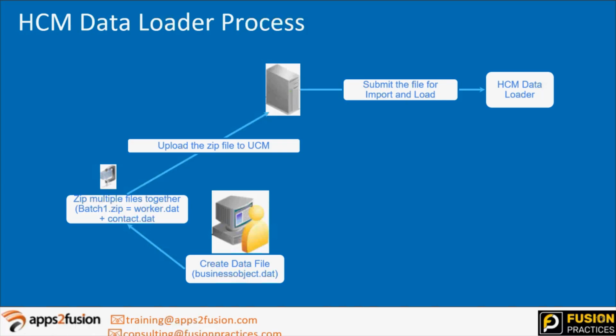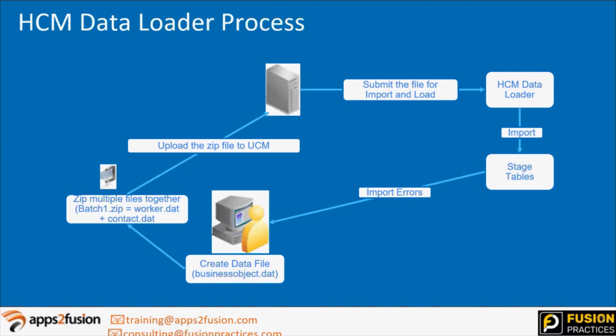So we have two options here. One is import and one is load. Import accepts the compressed zip file we are loading. The import process decrypts the file and loads the data to the staging tables. That's the HTML data loader import option. While importing we may also expect errors.